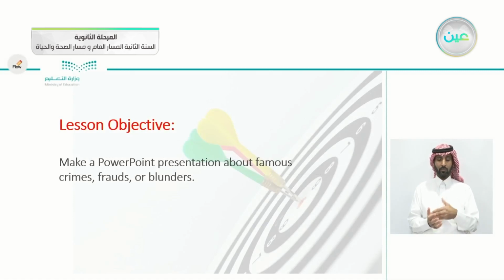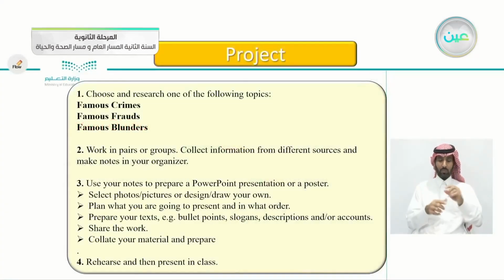So let's jump to today's lesson, the project. Here's the objective for today. Make a PowerPoint presentation about famous crimes, frauds, or blunders. So you will learn how to make a PowerPoint presentation. So choose and research one of the following topics. We have 3 topics. You can choose one of them and try to do research about it.